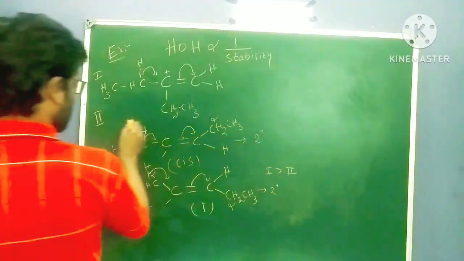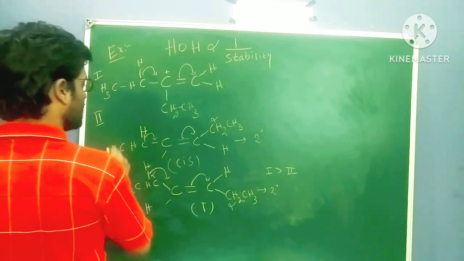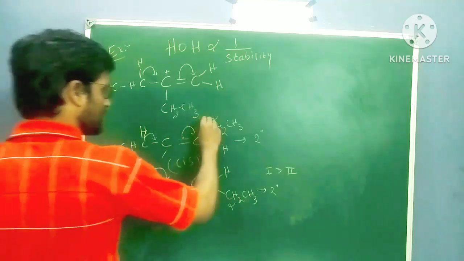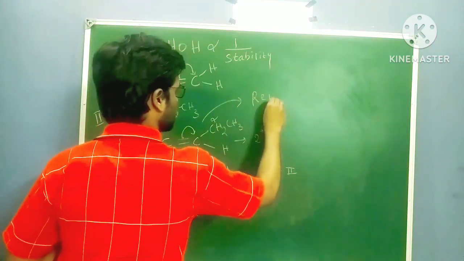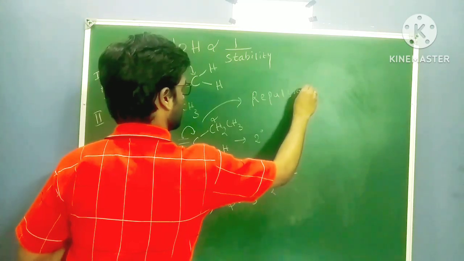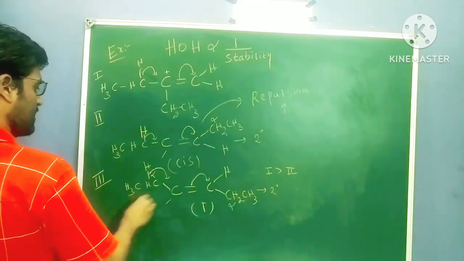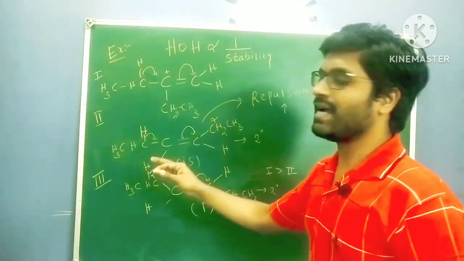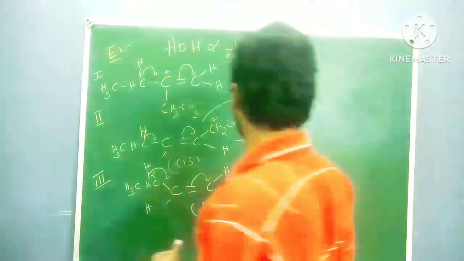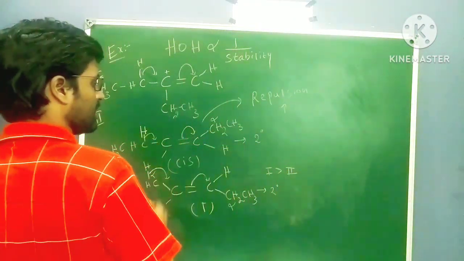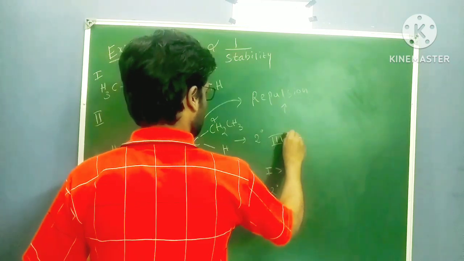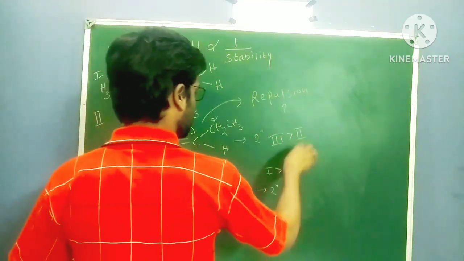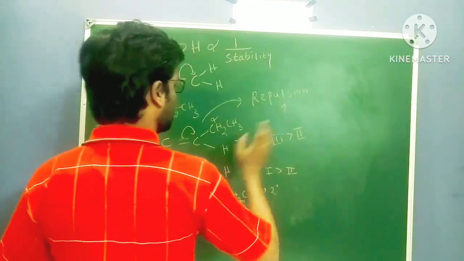Look, here the CH2CH3 bulky groups are on the same side, so repulsions are higher. Here the CH2CH3 groups are maintaining distance, so repulsions are less. When repulsions are high, stability decreases. So that's why third stability is higher than second stability. The conclusion is that 3 is greater than 2.